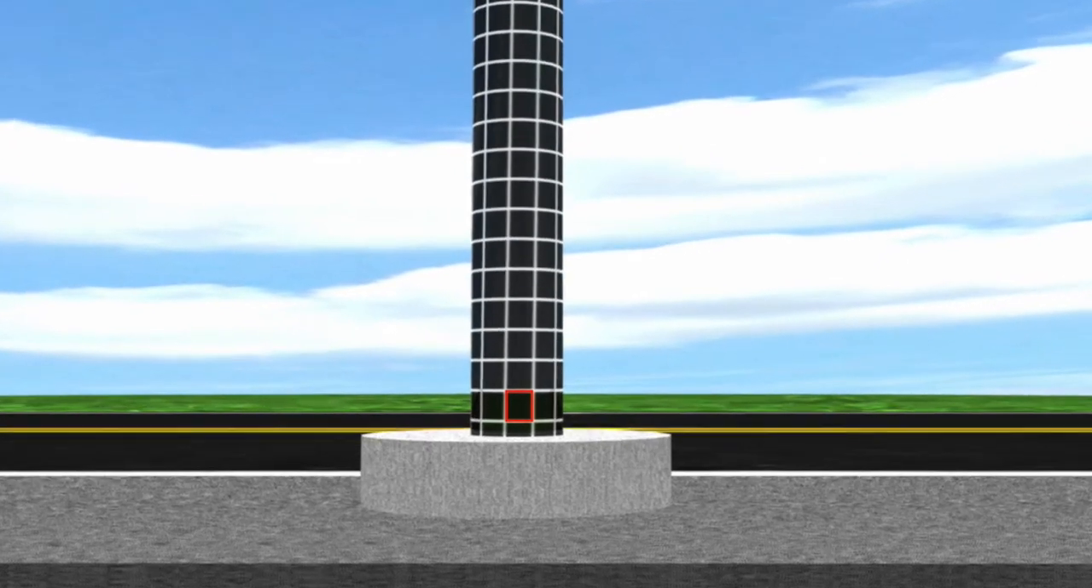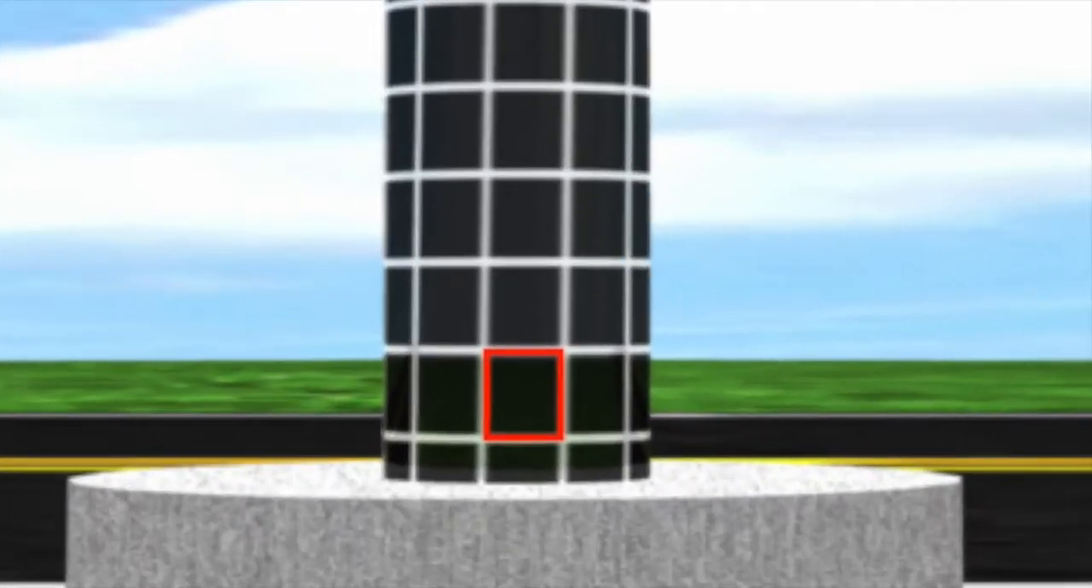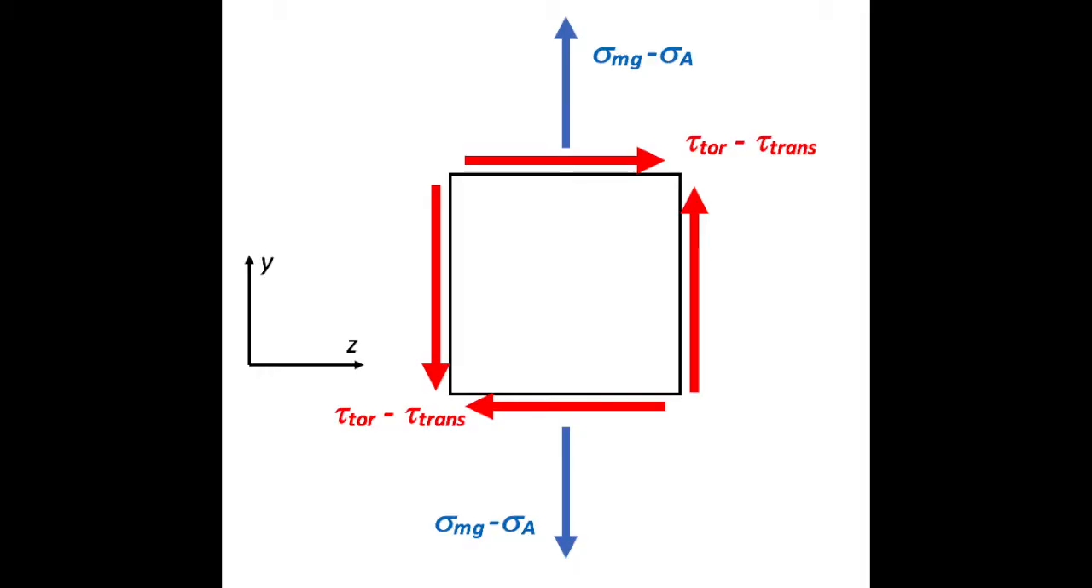Now, consider a second 2D stress element taken from the left side of the pole. Again, we have torsion tau sub tor from the wind twisting the pole. However, we also have a maximum transverse shear stress at this point due to the wind force, so we must take the difference of tau sub tor and tau sub trans.